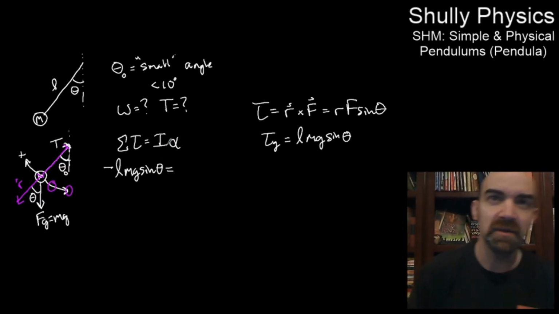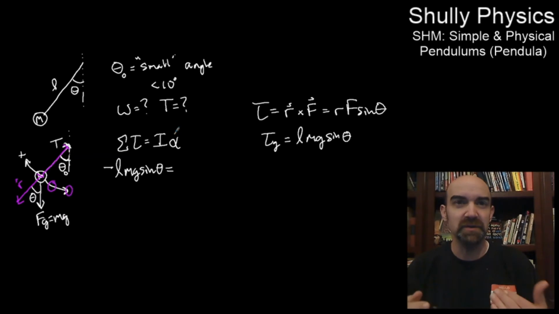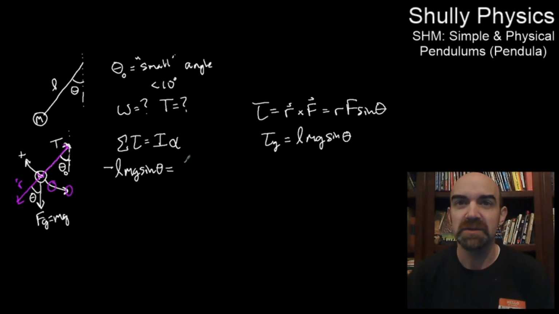Now I'm going to leave the I for the simple pendulum as just I for now, because in just a moment we're going to see where the physical pendulum diverges from the simple pendulum. And we're just going to leave that I in there because that's what's going to make them diverge. It's going to make them separate and different. So I'll just leave this as I for now.